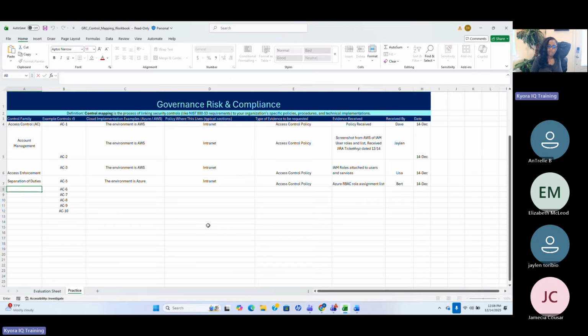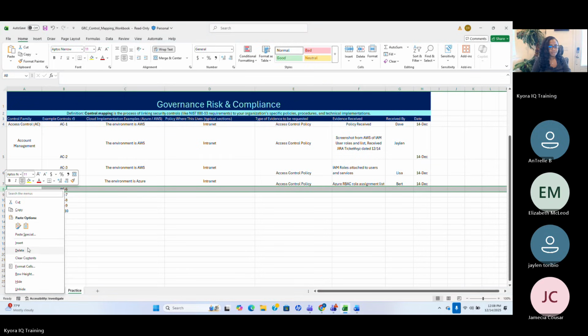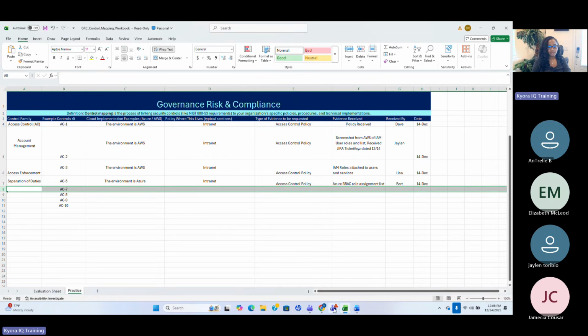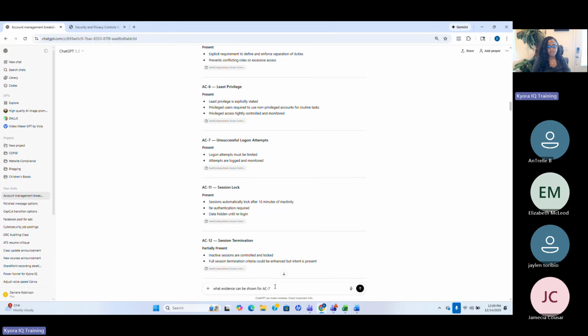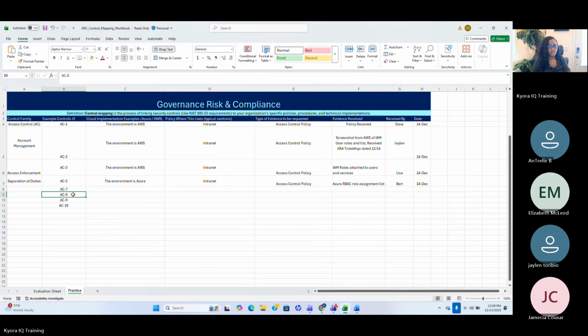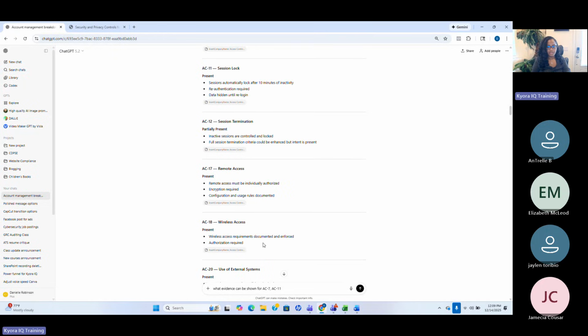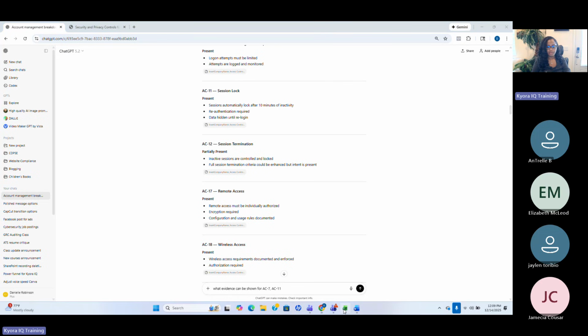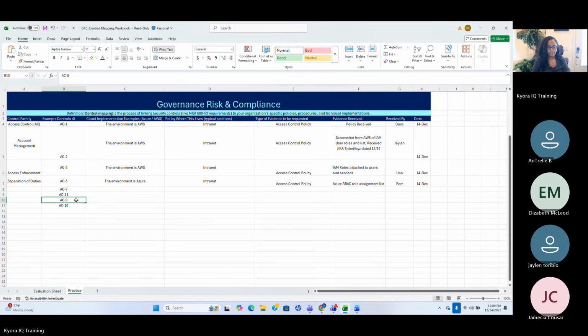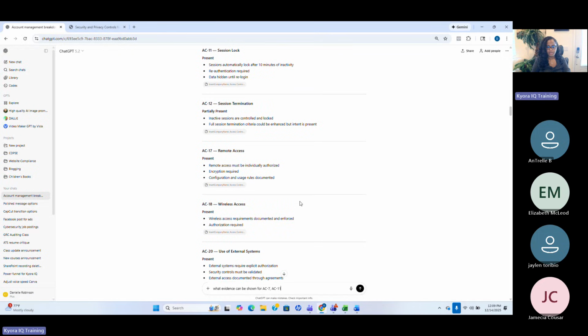Since we're here, I'm gonna say AC dash with this one, AC7. See what else we want to do and have it spit it out at the same time. So AC7, AC11, AC12, AC16.